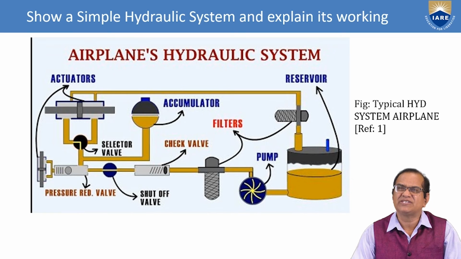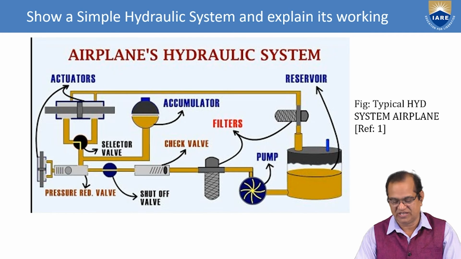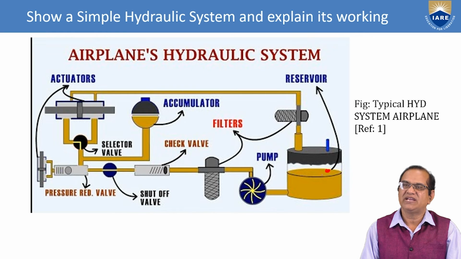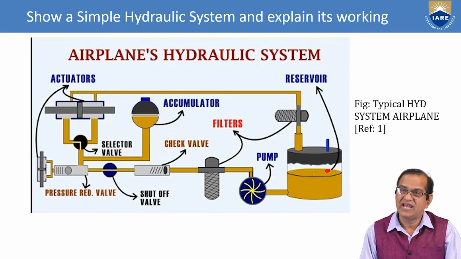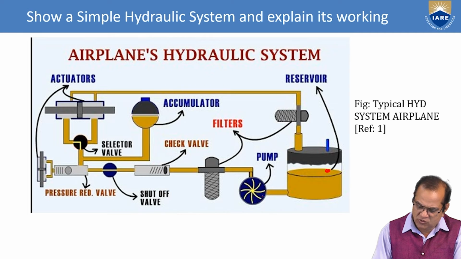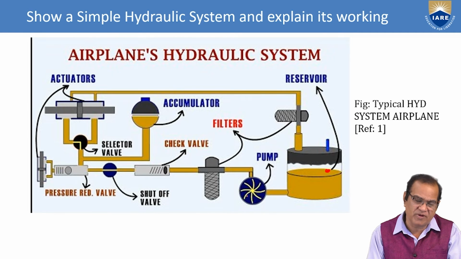Next, a simple hydraulic system and its working. I am explaining starting from here, the reservoir. From here the hydraulic fluid is filled. This hydraulic reservoir is not like a bottle. There are many baffles, many plates, many holes, so that there is no sloshing. It goes from here to the pump. The pump may be gear type, piston type or vane type, as per the requirement of the system. From here it goes to a filter.